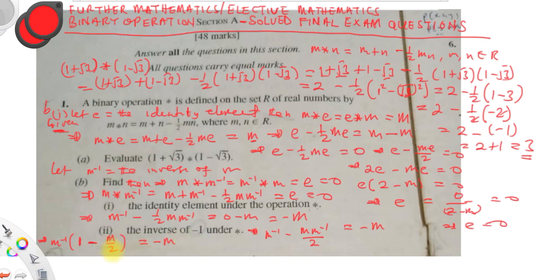You can find the LCM. This is the same as 2 times 1 minus M all over 2. The LCM is 1 over 1, 2: 1 goes into 2, 2 times 1, 2, and then minus M, since 2 goes into 2, 1 times M. So you have M inverse into bracket 2 minus M all over 2, which is equal to negative M.